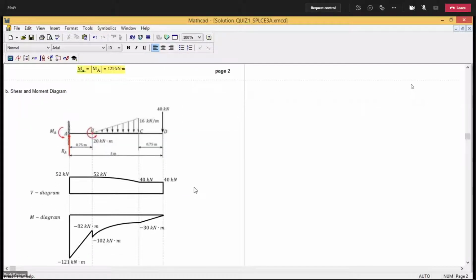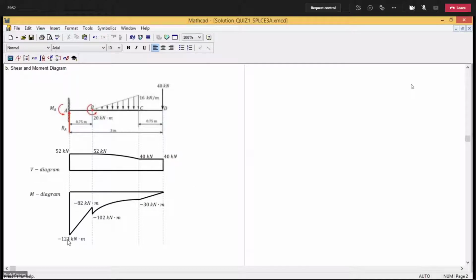So when you draw now your moment diagram, first you have your MA, negative 121, and then you have here a horizontal line in the shear. So when you connect negative 121 and negative 82, you're going to use a straight line, because your intensity here is constant, so you have a constant slope. And your shear is positive, so therefore your slope is upward, positive also. So those are the relationship between the shear and the slope of your moment diagram.